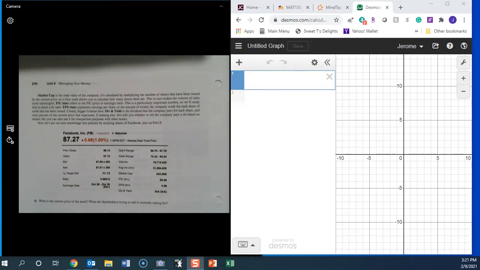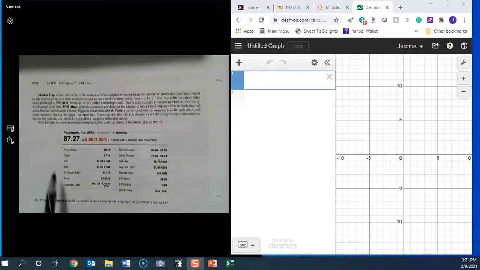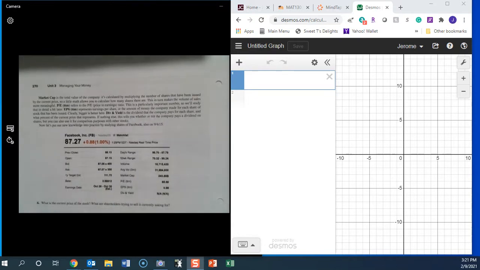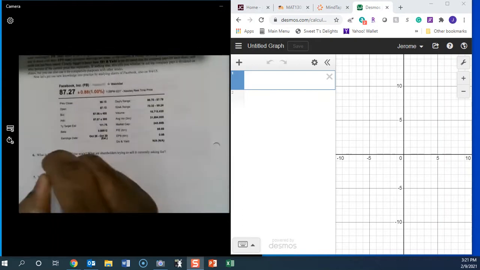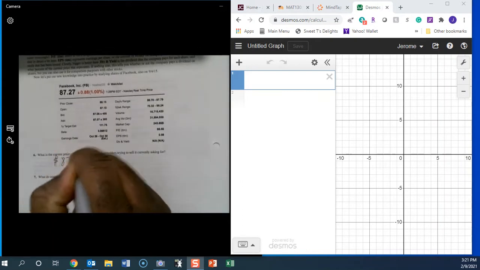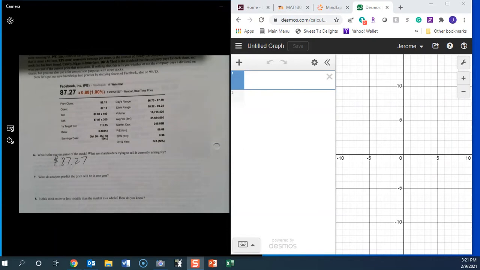Now, we're going to look here at Facebook. This was done on September 4th, 2015. This is what Facebook was looking like. So we go down here to number 6. It says, what is the current price of the stock? The current price is usually in this big bold print here. So the current price would be $87.27.